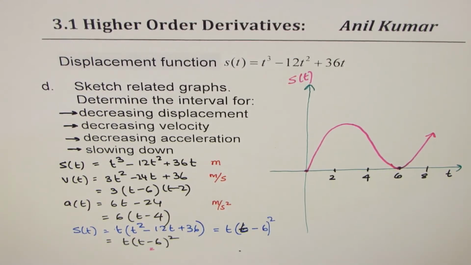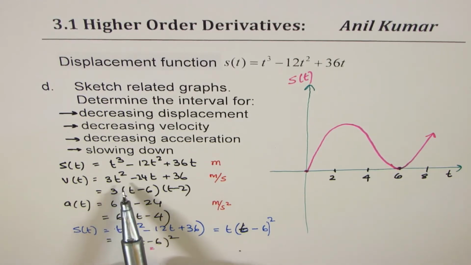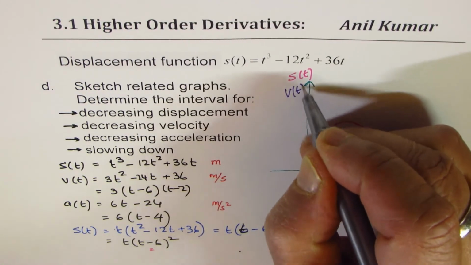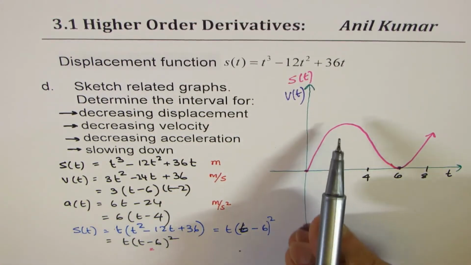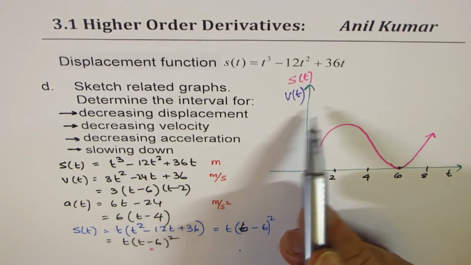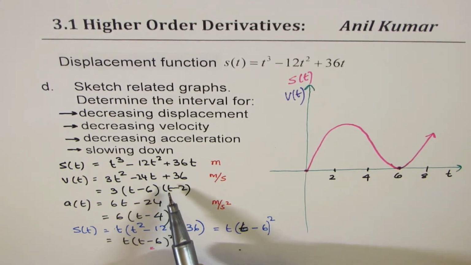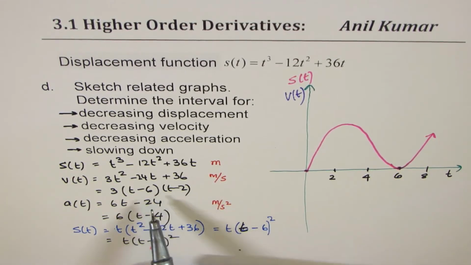Now let us sketch the parabola for the quadratic function which is represented by velocity. So now I'll do velocity. I'm not taking any values. However, you should make table of values and sketch more accurate graphs.